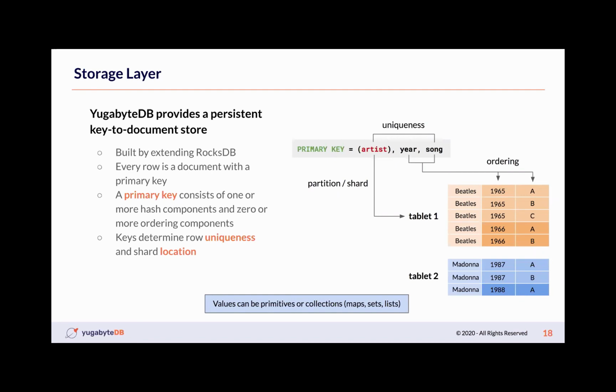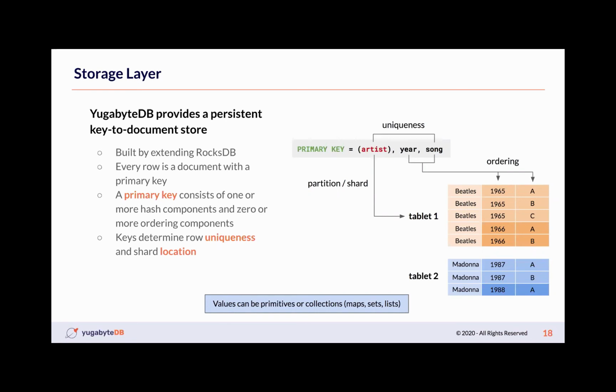Now, every SQL table consists of a set of columns in a row that determine its primary key and another set of columns which are simply the value columns. The primary key columns map to the document key and the value columns map to the document attribute values. So this is shown in the diagram on the right, where you have a table which has artist, year, and song as the primary key, and you could have a whole bunch of other value columns. And artist is determined to be the partition key, or the way you distribute data across nodes.